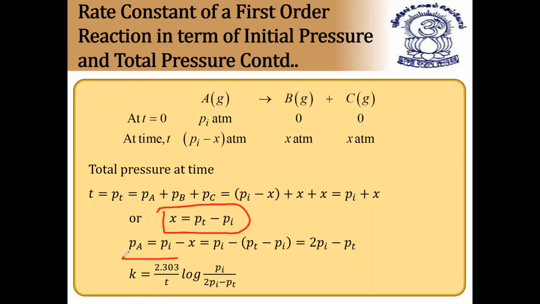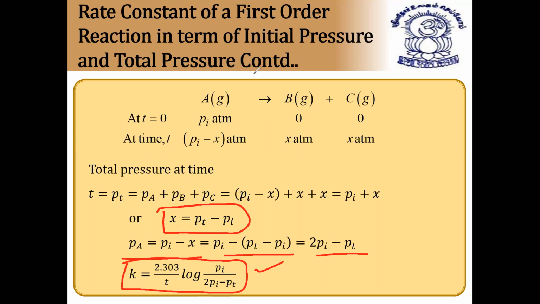So PA is equal to Pi minus x, this we already know, and x value we are substituting here: Pi minus (Pt minus Pi). So that becomes 2Pi minus Pt. So partial pressure of A becomes 2Pi minus Pt. So substituting this value, K is equal to 2.303 by t into log of Pi by (2Pi minus Pt). Here 2Pi minus Pt is 2 times the initial pressure Pi minus Pt, where Pt is the total pressure after t seconds. So this is the formula we are going to use, log base 10. So this is the application formula.